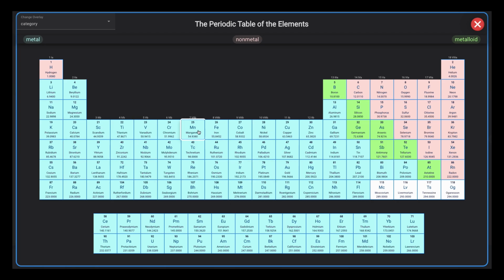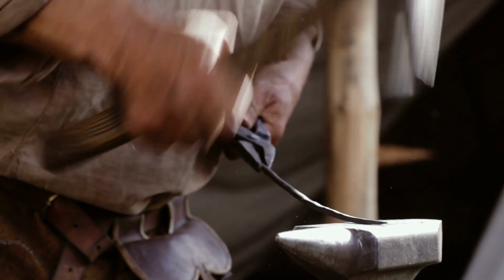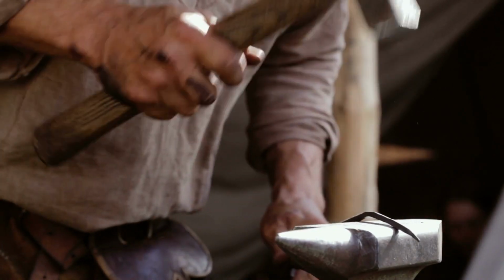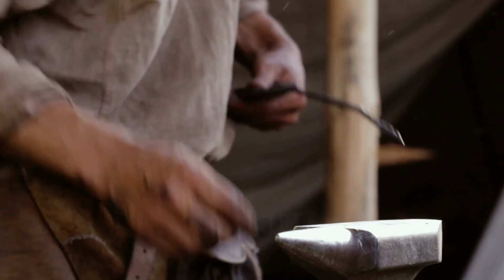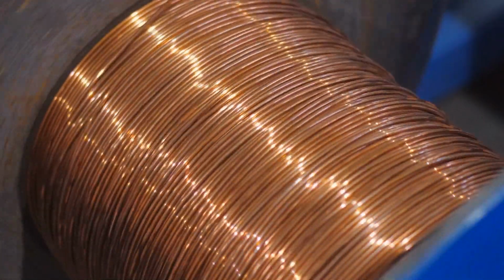Metals are exactly as you kind of know a metal to be. They tend to be shiny, they tend to be hard, they're solid at room temperature with a few exceptions like mercury. If you were to pound on them, you could flatten them, that means they're malleable, and you could draw them into a wire, that means they're ductile.